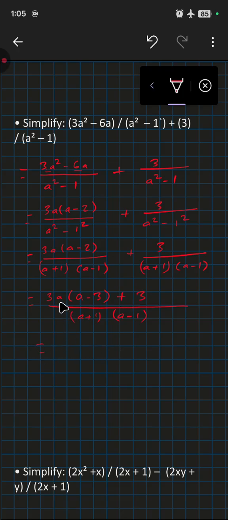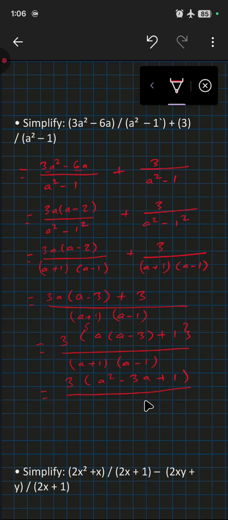Okay, here we go now. What is common in between them? 3. So what is left? A into a minus 3 plus 1, down a plus 1 into a minus 1. So as a result, what do we see? 3 is a into a gives us a square minus 3a plus 1. So a square minus 3a plus 1, you have to see whether it can go like this, first into last.